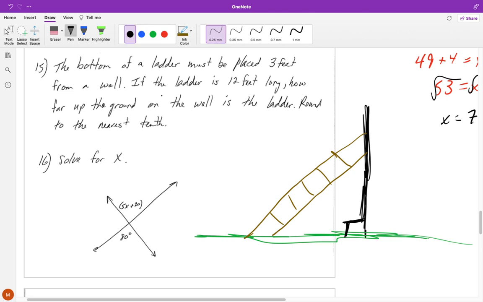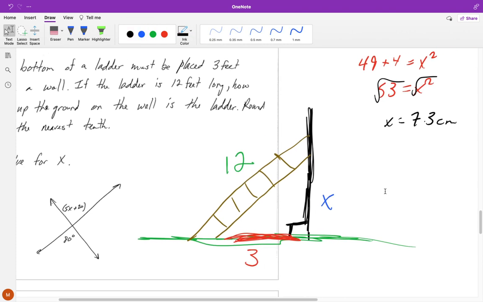And it says if the ladder is 12 feet long, so that means I know that this is 12 feet, and it's placed 3 feet up on the wall. So here it is then going to be 3 feet. Well, the ladder must be placed 3 feet from a wall. Sorry, I didn't read this question properly. It's going to be the same answer, but it's this distance though. Sorry, 3 feet from the wall is here. So it's saying how far up the wall. So we're trying to solve then this side here.